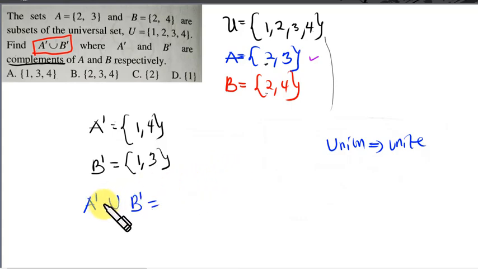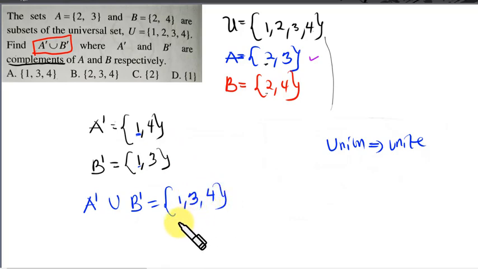So of course, if we talk about A complement union B complement, it means we are bringing these two sets together. Bringing them together, we have 1 here, 1 here. There is a repetition, so that means there is an intersection here. We write it once, so we have 1 here. And then in numerical order, we have 3 and we add 4.